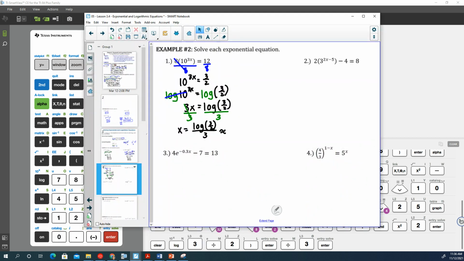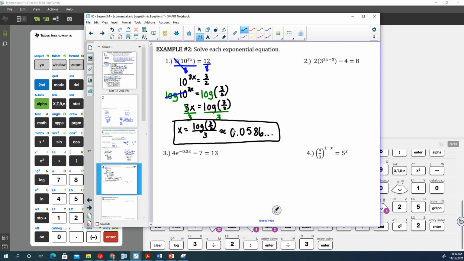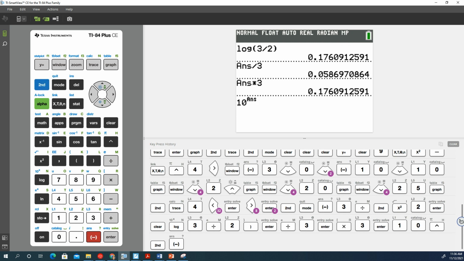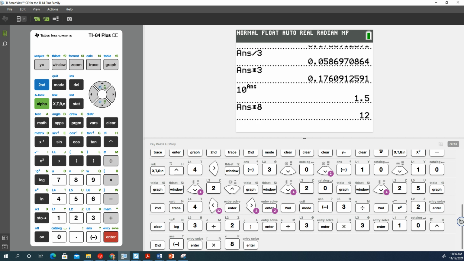Okay, so we get about 0.0586, dot, dot, dot. Now you could check this by leaving that nice long answer in your calculator, and I'm going to plug it back into my equation. So I'm going to times it by 3. I'm going to do 10 to the power of that number. So remember, you can hit second, the negative sign, it'll feed that whole answer. 10 to the power of that, times it by 8, should get 12. Nice.